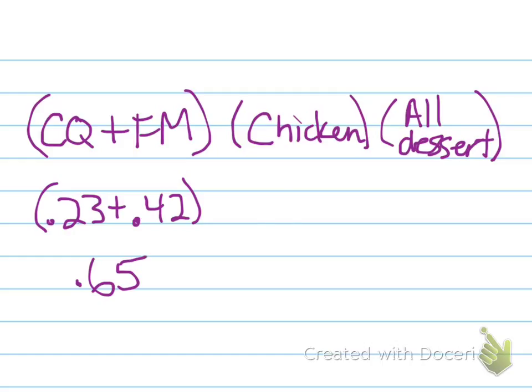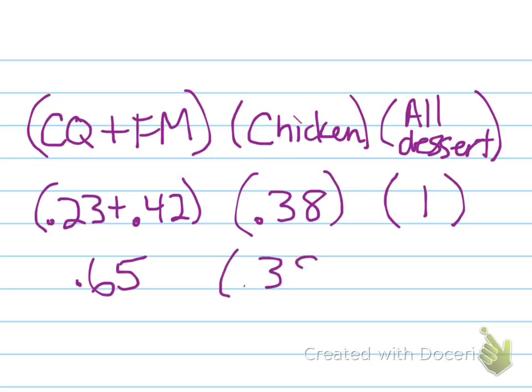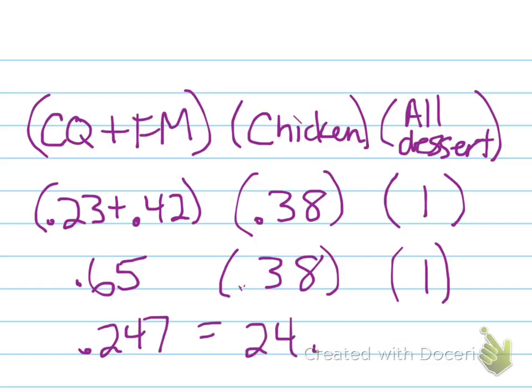Alright, so the chicken, that is a 0.38. And then all of the desserts, we've talked about this, if you add them all together, you get 1.0, or just 1. So we're going to end up multiplying 0.65 times 0.38 times 1 to get our next answer. So whenever we do that, we get 0.247. So that's going to be 24.7% chance of making that order.